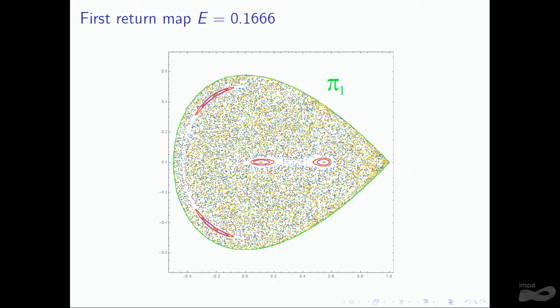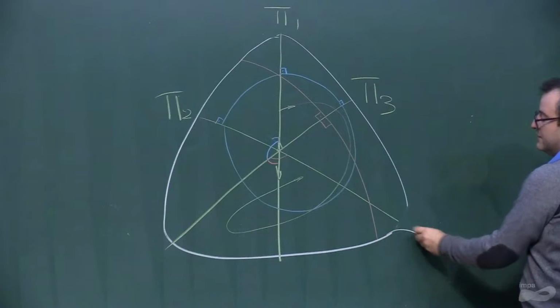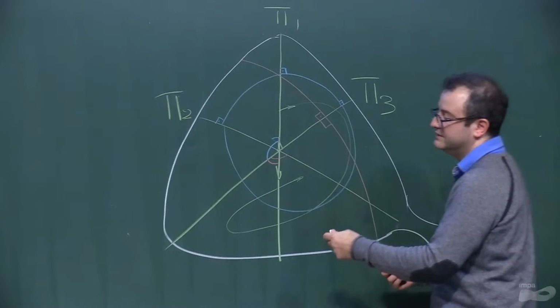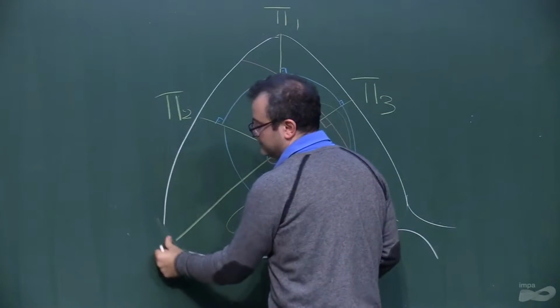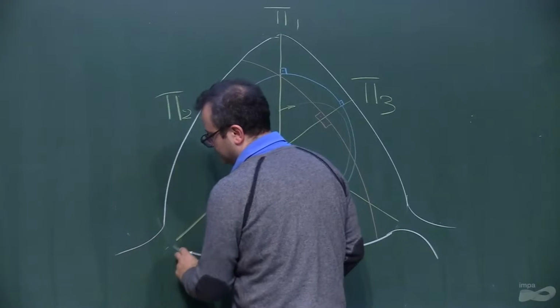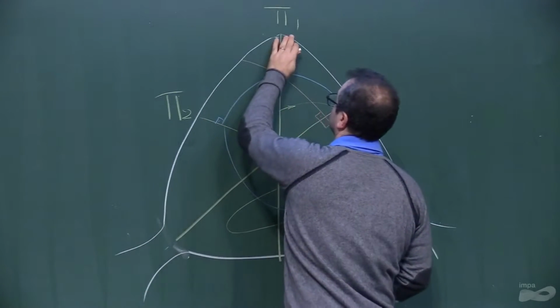And then when you go slightly above that value, of course, we don't have a global surface of section anymore, because the orbits might escape in finite time, so it doesn't make sense to talk about a global surface of section. Okay.